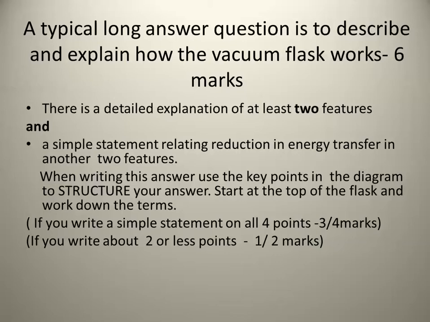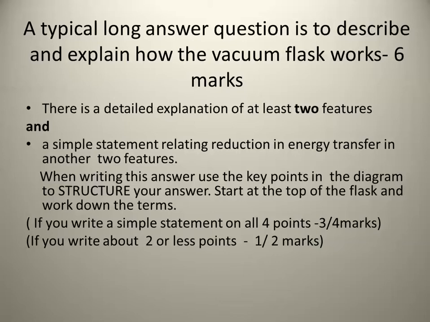Right, this is a typical long answer question of 6 marks. To get 2 marks, which is a sort of E to D type thing, you just need to write about 2 features. However, if you can then add another 2 to get 4, then immediately you're heading straight up into the sort of 6 mark category.